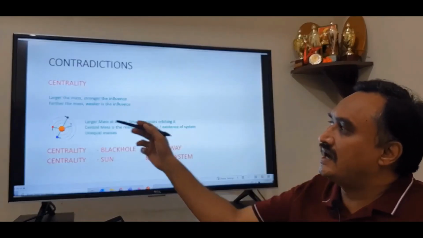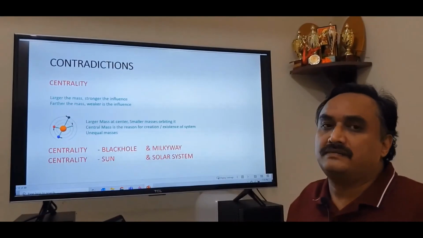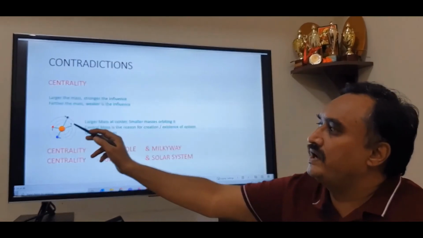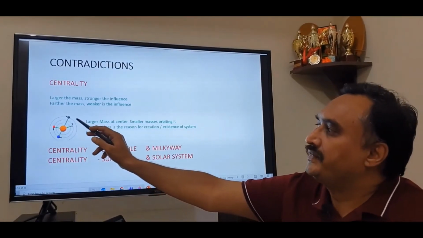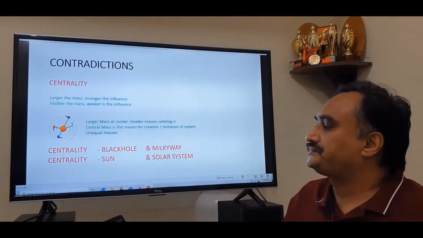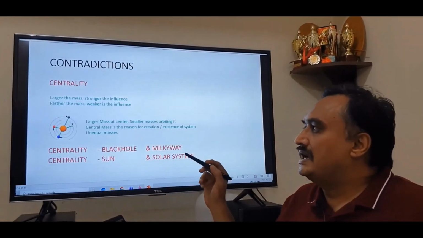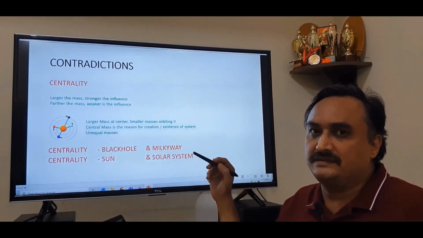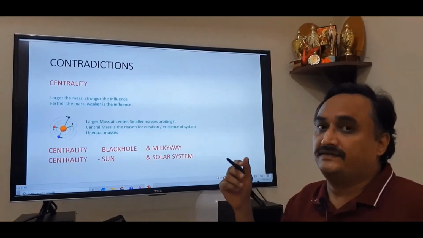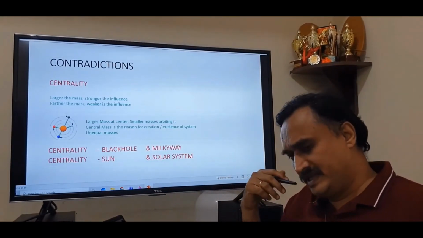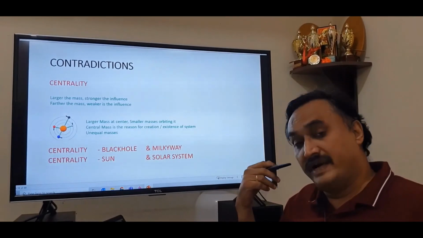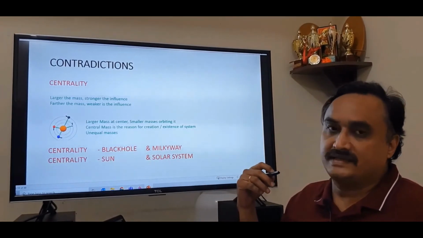The suggestion that the larger the mass, the stronger the influence, and the farther the mass, the weaker the influence, would invariably give you a system where the larger mass is in the center and all the planets or smaller masses are orbiting around it. And the central mass is the reason for the creation of the system because of this suggestion and the existence of the system itself. So the general idea is if at all you remove the central mass, it would have a debilitating effect on the system itself.